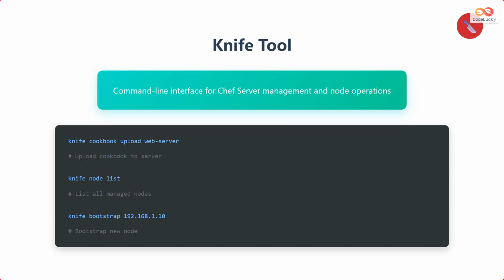The Knife Cookbook Upload command uploads your cookbooks from your local development environment to the Chef server, making them available to all nodes. The Knife Node List command shows you all the servers currently managed by Chef. The Knife Bootstrap command is used to install the Chef client on a new server and register it with the Chef server. Mastering Knife commands is crucial for day-to-day Chef operations and is frequently tested in interviews.